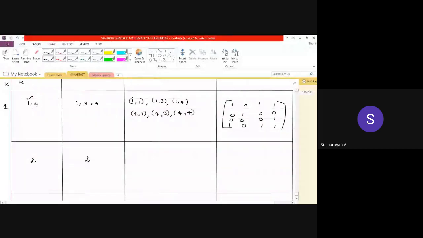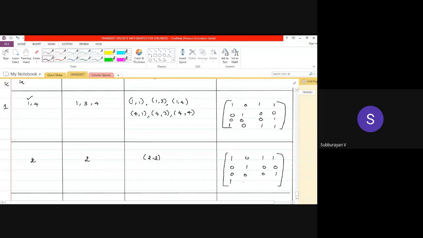Then the combination is 2, 2. We have to make this 2, 2 element as 1. Already it is 1. Therefore that matrix, I mean W1, will be equal to W2. 1, 0, 1, 1. And then 0, 1, 0, 0. And 0, 0, 0, 1. And then 1, 0, 1, 1.